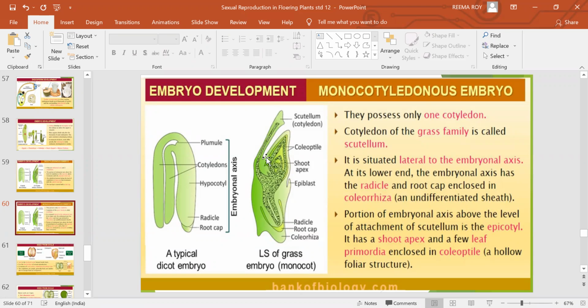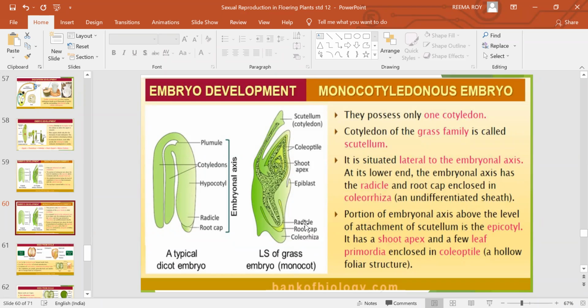As we will see, they possess only one cotyledon. और उसको एक cotyledon को क्या बोलते हैं? Scutellum. Cotyledon of the grass family is called scutellum. Any monocot नहीं तो cotyledon is called as scutellum. इसको cotyledon नहीं तो scutellum भी बोलते हैं. That is this. It is situated laterally to the embryonal axis. At its lower end, the embryonal axis has the radicle and the root cap enclosed in coleorhiza.